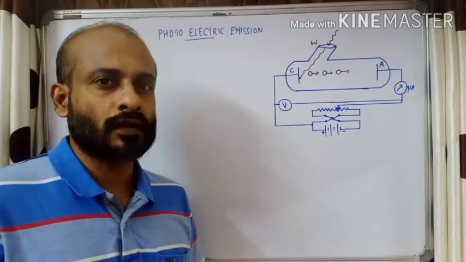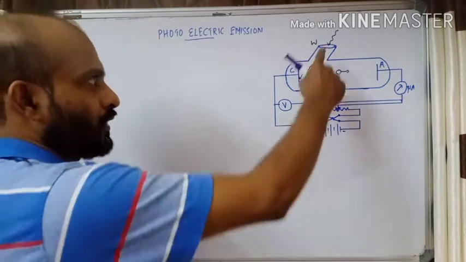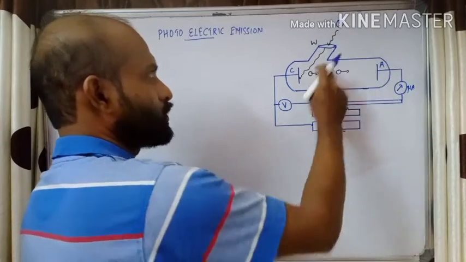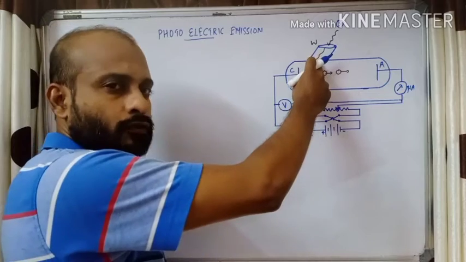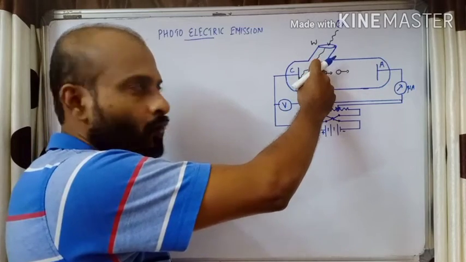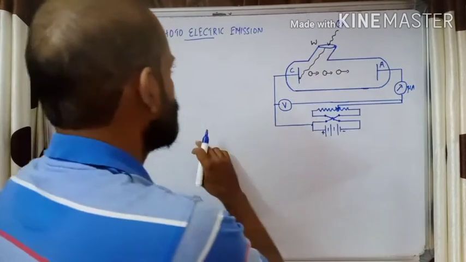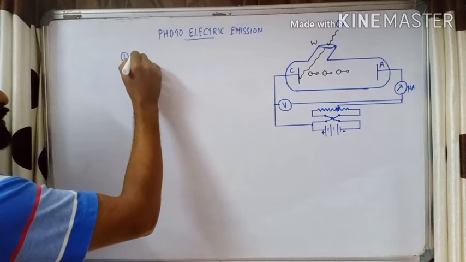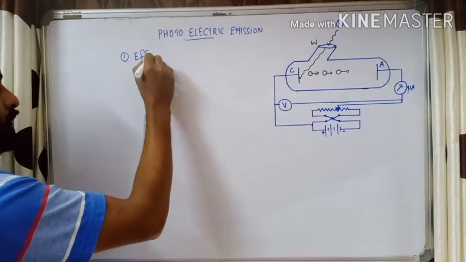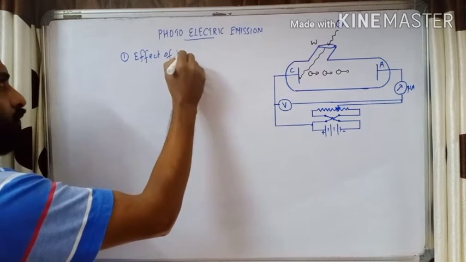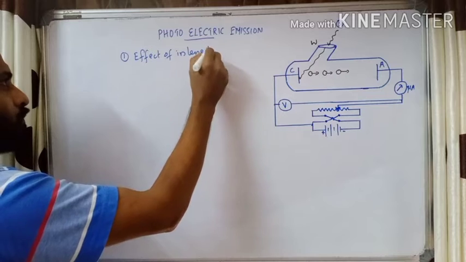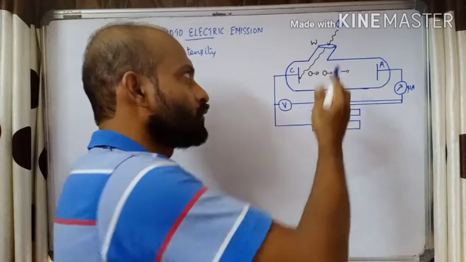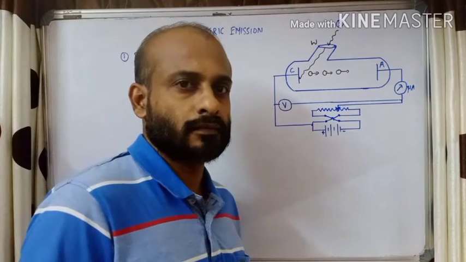So we have a source of light kept here. Let S be the source of light. The source of light will produce light of a particular frequency. Now first we are going to study the effect of intensity. So the first observation is the effect of intensity. We will see how the photocurrent depends on intensity. So we use light of different intensity.